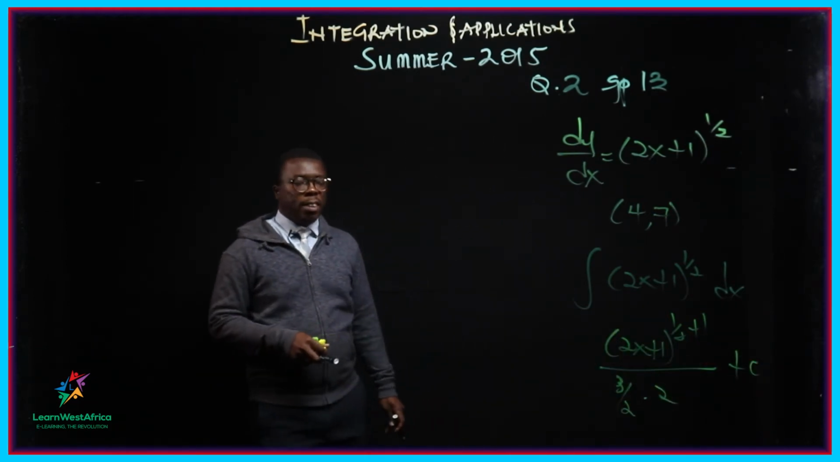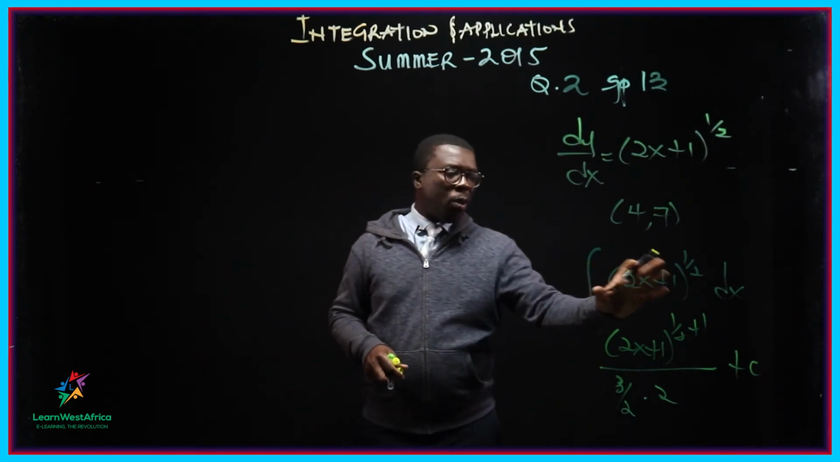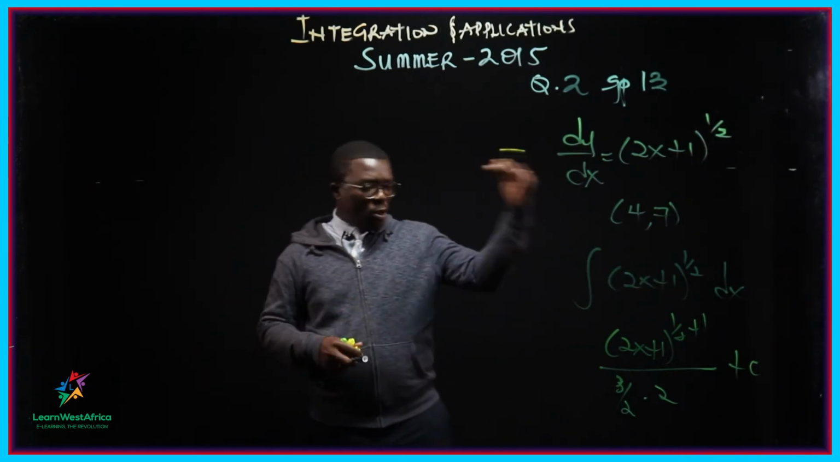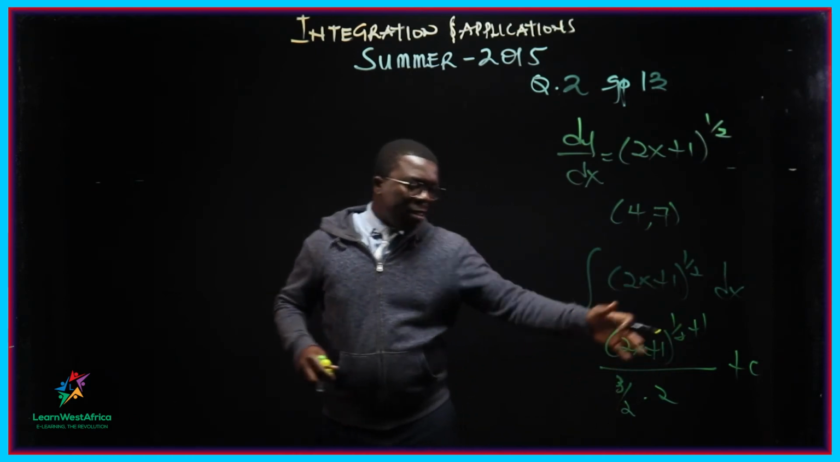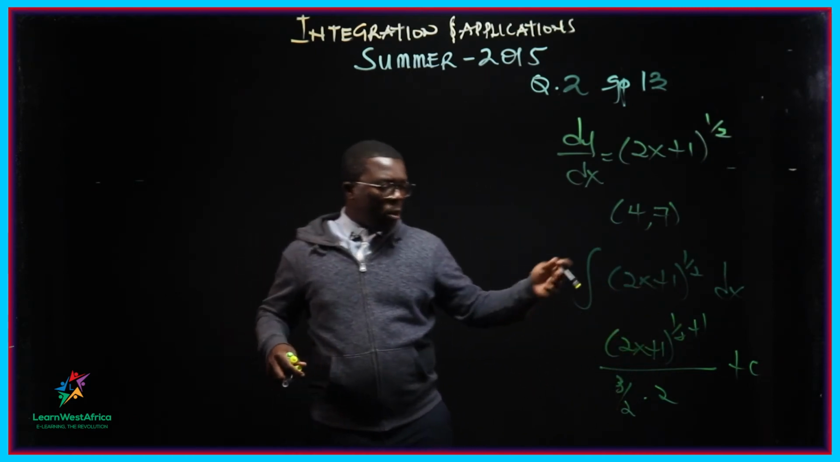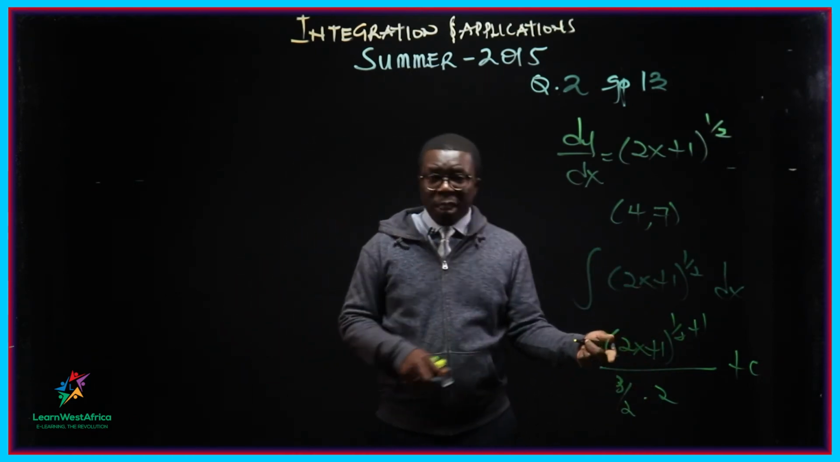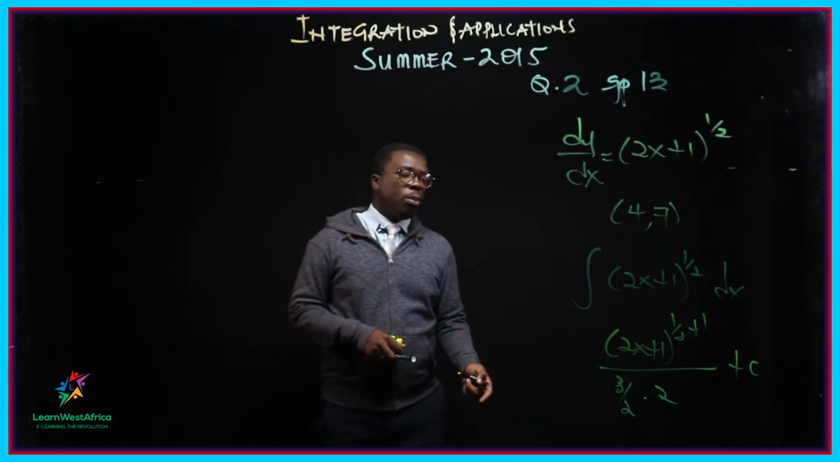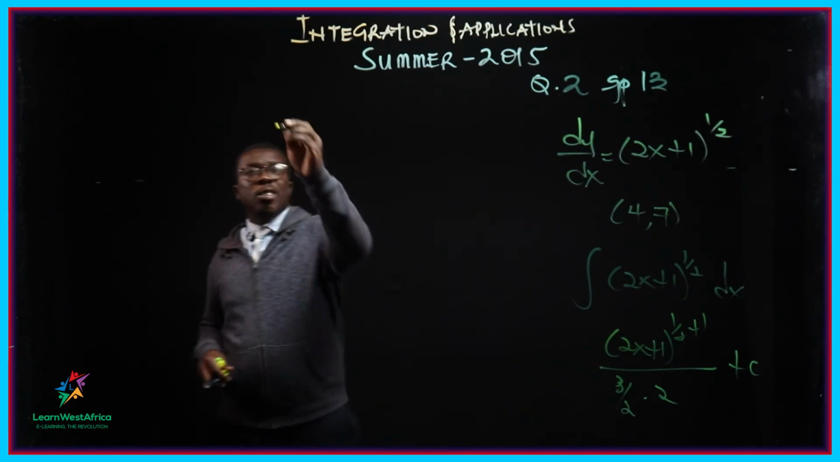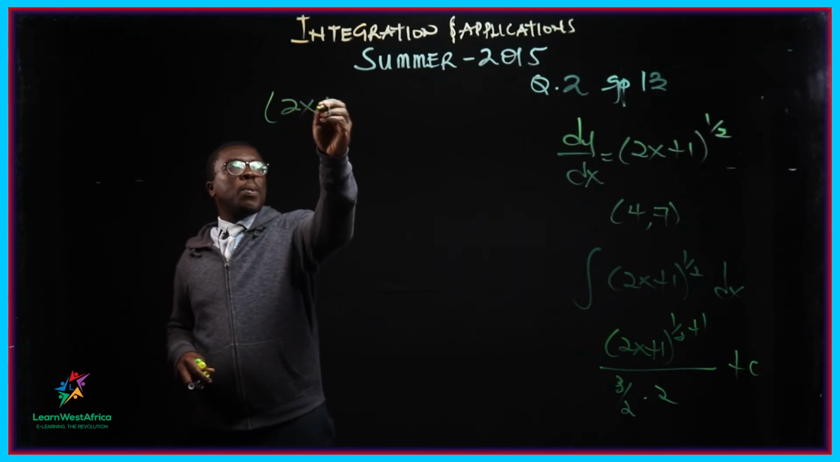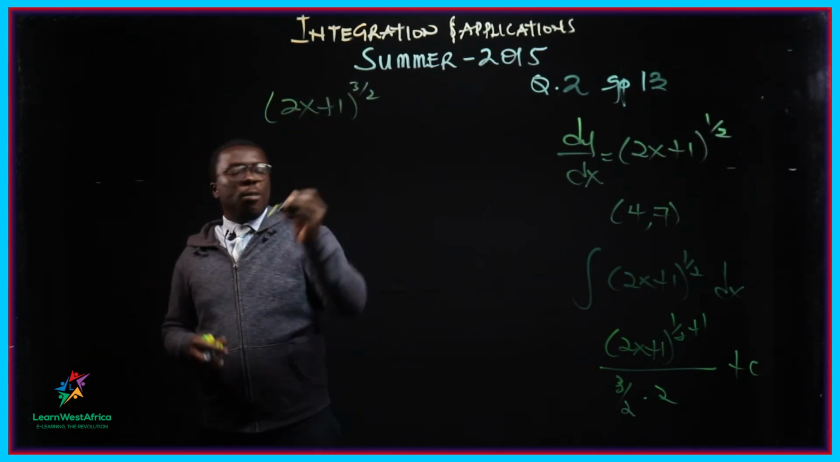Are we okay? So that's what you do. 2x plus 1 to the power half, linear factor. You add 1 to the power, then the denominator is 3 over 2 times, you differentiate what is inside, and that's going to give you 2. So when you resolve that, this is going to give you 2x plus 1 to the power 3 over 2.